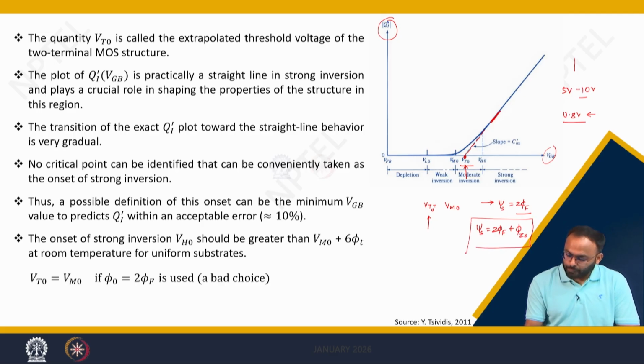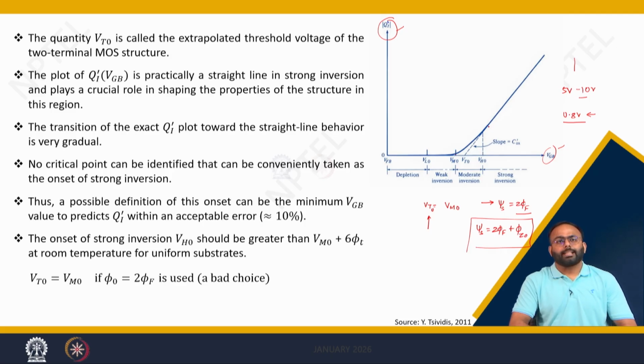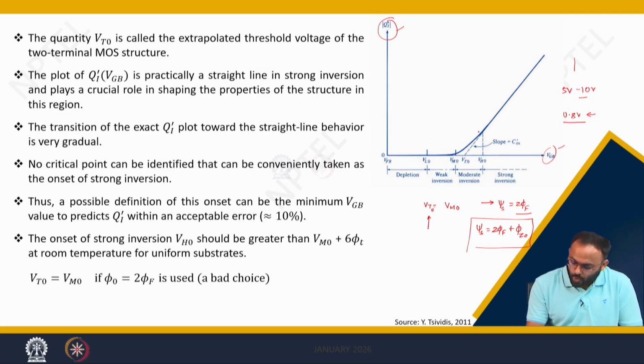The better approach to find this VT0 is to calculate the slope, because if you see the slope of this graph between Qi dash and VGB, it is very gradual. At this stage the slope is almost linear, but in between it is very gradual. One may calculate VT0 by using approximation with acceptable error. In this context, the acceptable error is also defined by what application you are looking for.